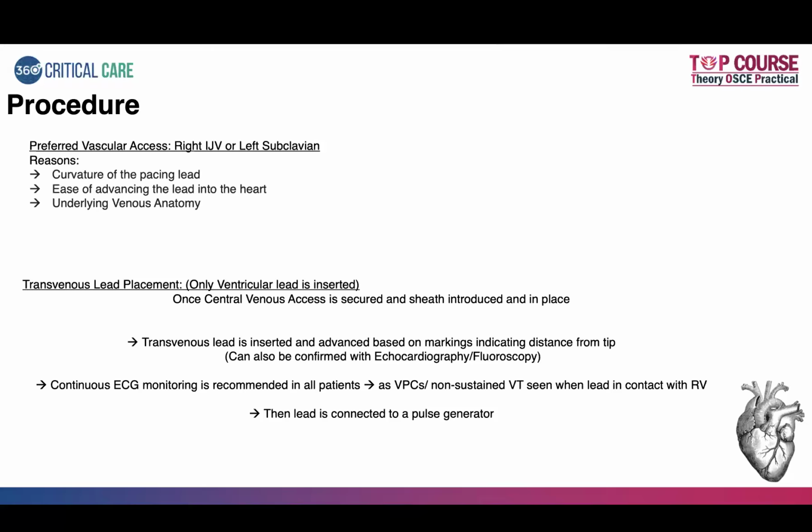So these are the ways of ascertaining the position, and continuous ECG monitoring is recommended in all patients, because as you would have seen when you pass a central line guide wire, as it hits the endocardium, there is a high chance arrhythmias can be triggered. Most commonly we encounter VPCs, but in worst case scenarios, you can have non-sustained VTs also. That indicates that the lead has come in contact with the RV, so that needs to be kept in mind. Once that has been done, the lead is then connected to a pulse generator.